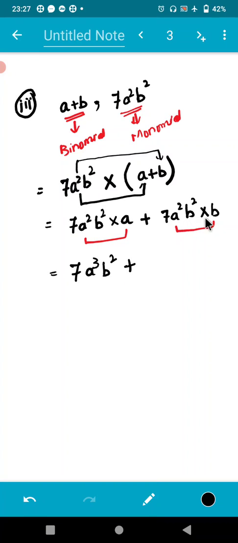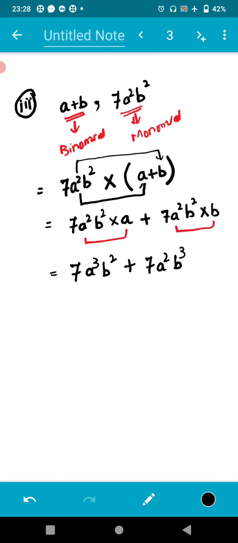Now again we have to see if any numeral coefficient is there or not. Only 7 we have, so we'll write 7. So a square, how many a's are there? Only 2, so we'll write a square only. And altogether how many b's are there? We have 2 here and 1 here, so altogether we have 3b. That means what is the final answer? 7a cube b square plus 7a square b cube. Okay, I hope all of you have understood.